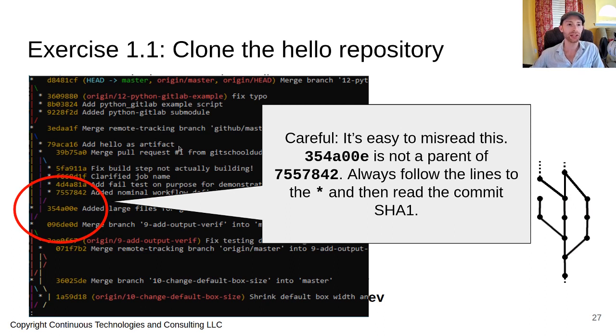So I just want to point out here at the end of the exercise that it's easy to misread this. If you look at this area in the circle here, you can see that 354A00E, which is this commit, is not a parent of 7557, even though they're right next to each other as shown visually in the tree. You've got to make sure to always follow the lines to the star and then read the commit SHA-1 number. So the parent of 7557 is actually, follow the line to the star, 096D.